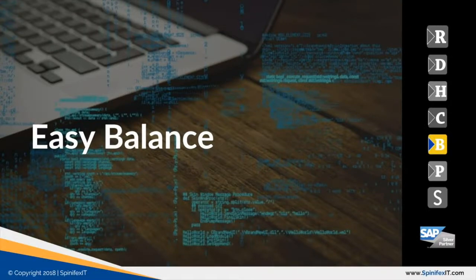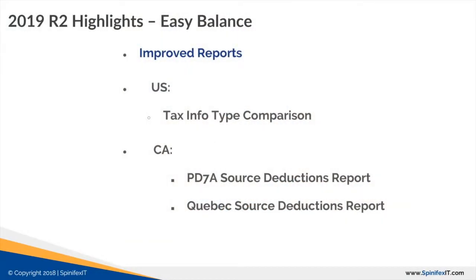All right, so the next thing to talk about is Easy Balance. Both Easy Balance US and Easy Balance Canada are receiving updates this time to one or more pre-delivered reports. For the US, it's the Tax Infotype Comparison Report. On that report, the filtering logic has been improved so that the federal Infotype 210 record is no longer unnecessarily reported as out of sync with the employee state authority.